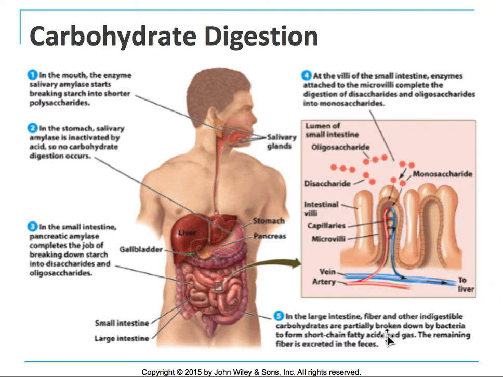In the large intestine, that's where we see fiber. Fiber hangs out down in the large intestine with other indigestible carbohydrates. They do get partially broken down, but not a whole lot, and they certainly don't get absorbed into the body. Fiber we'll talk about a little bit more in terms of how it works to regulate your digestive system. But it does just hang out in the large intestine for a while, helping to regulate the digestive process, and then it's eventually excreted in waste.